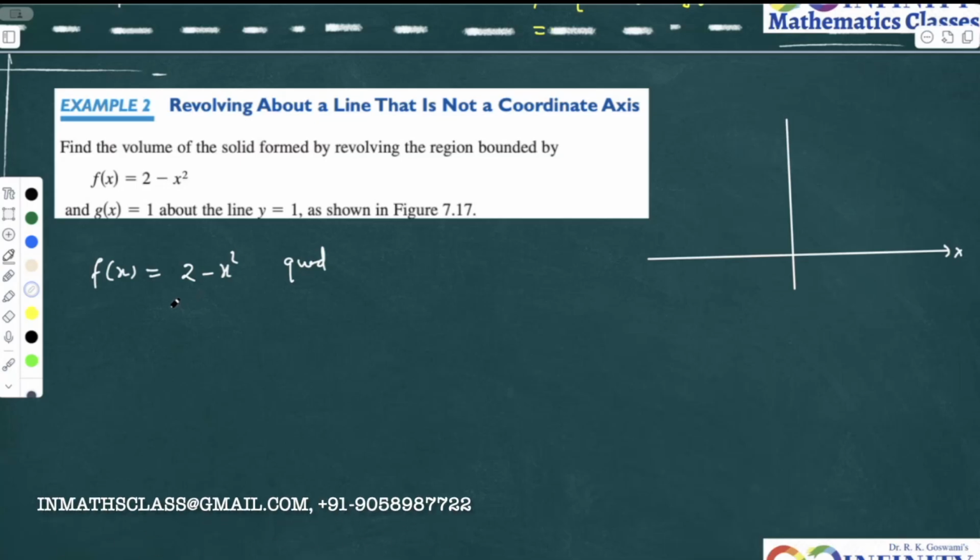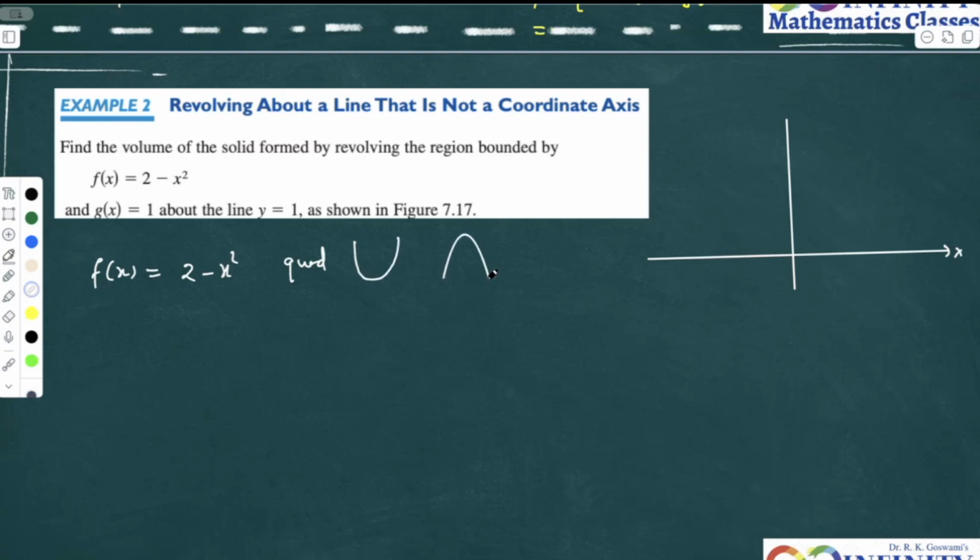What type of shape will it have? Quadratic or parabolic functions have a U shape, either upward or downward. Upward shape is whenever the coefficient of x square is positive. Whenever the coefficient of x square is negative, it is going to be downward. So let me first tell you what kind of graph we will be having.